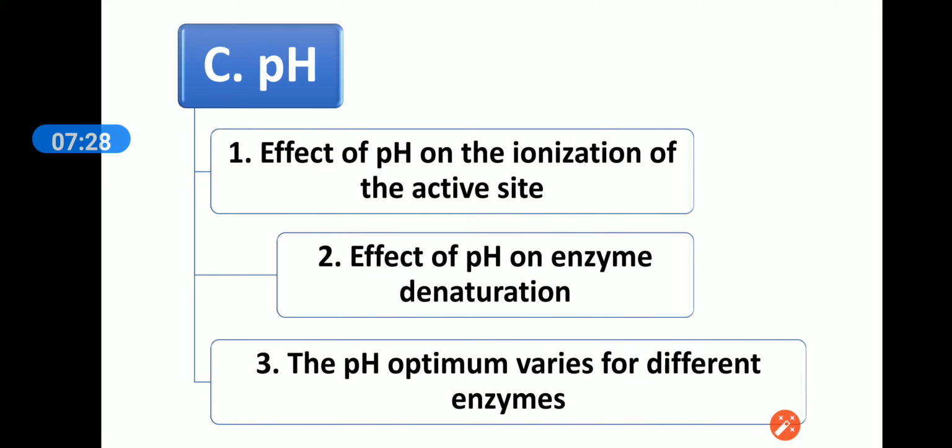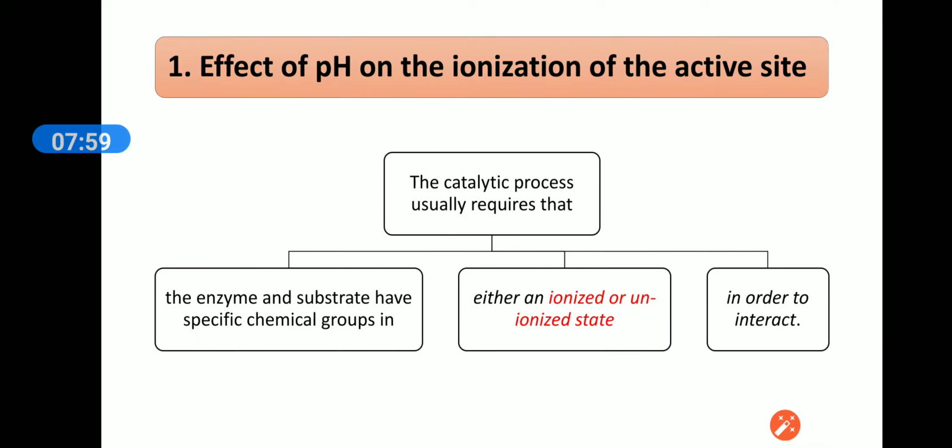Okay, the third parameter we will discuss is pH. We are discussing the factors affecting the reaction velocity. The third parameter, pH: the effect of pH on ionization of the active site, and the effect of pH on enzyme denaturation. The pH optimum varies for different enzymes. First, the effect of pH on the ionization of the active site.